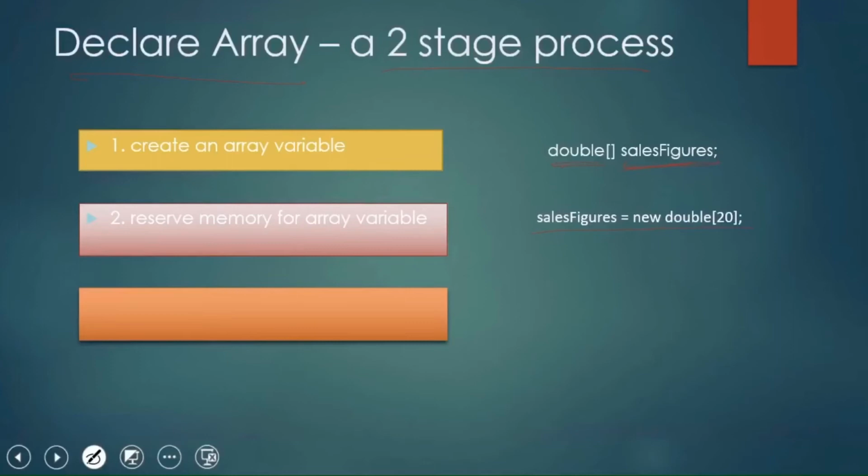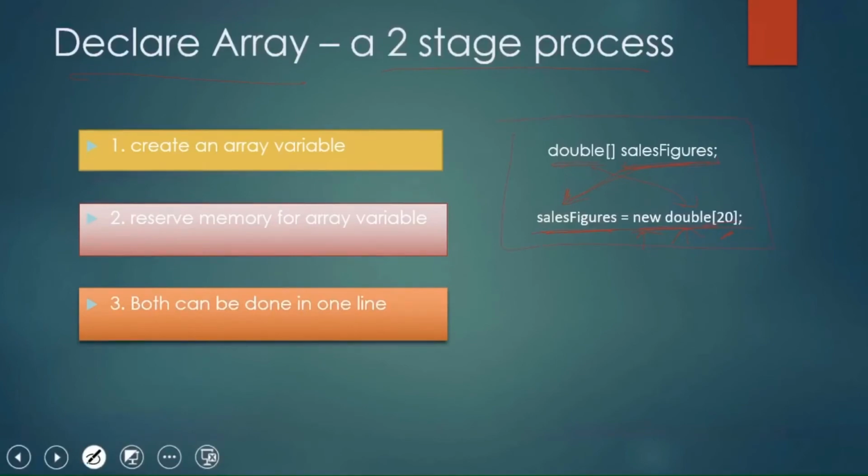Now we had created the variable. That same variable comes here, and then you allocate memory for that variable. On the left side will be the variable name, the same, and on the right side it will be like how you create new objects of a class. You will use the word new, and then the data type, which is double here, and then how many values you want to allocate memory for. In this case, 20 elements you want to keep in this array named salesFigure.